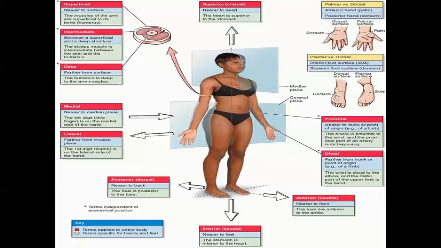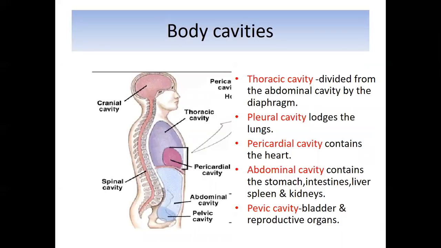Now we're going to proceed with the body cavities. In the body itself, we have body cavities, like spaces. We have the thoracic cavity, which is divided from the abdominal cavity by the diaphragm. If you see here, this is the thoracic cavity, and down here we have the abdominal cavity. There is a partition that becomes a boundary dividing the thoracic cavity from the abdominal cavity, and this partition is known as the diaphragm.